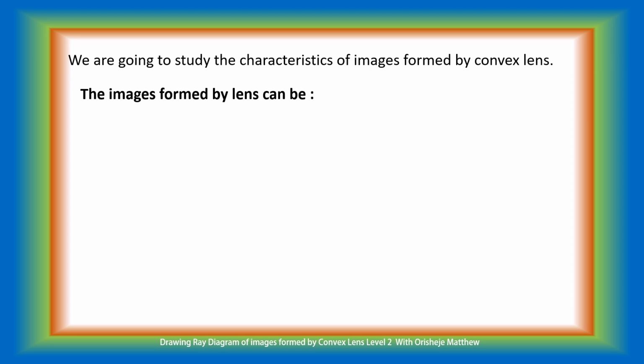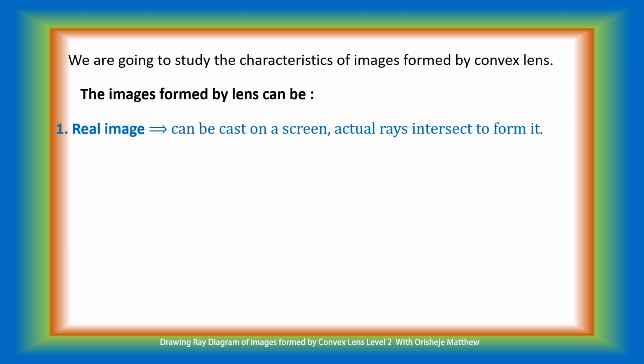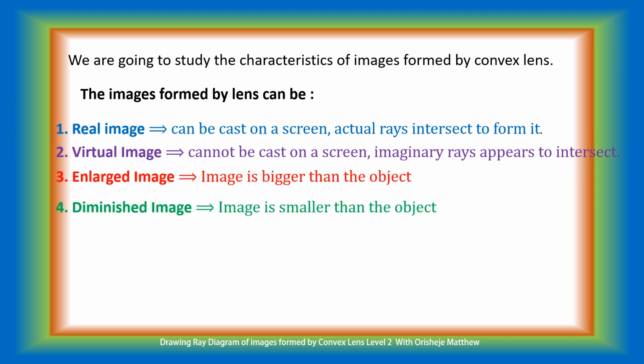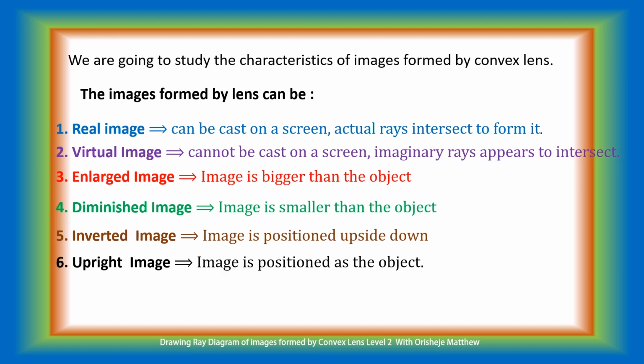The image formed by Convex Lens can be real, virtual, enlarged, diminished image that is smaller than the object, inverted image, the image can be inverted, and the image can be upright.